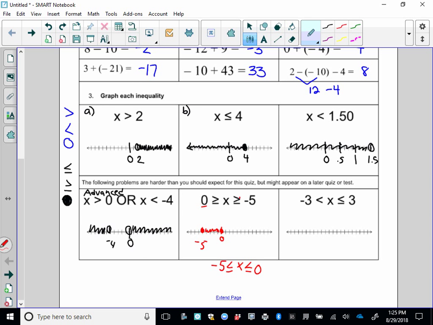And this last one, same idea. I'm going to count by 2's, make that a -3. Make that a +3. So x is bigger than -3, but less than or equal to +3. So it's shading everything in between.